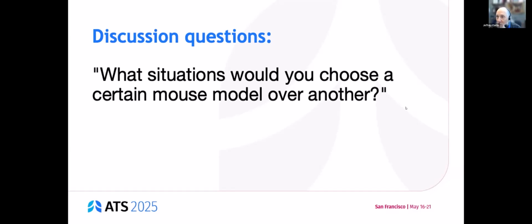All right, why don't we go to our next question. It's from Lee Marsh. What is the panel's take on the combined cigarette smoke LPS model? The chronic LPS has also been shown to develop mild airspace enlargement. Why hasn't it become more commonly used?